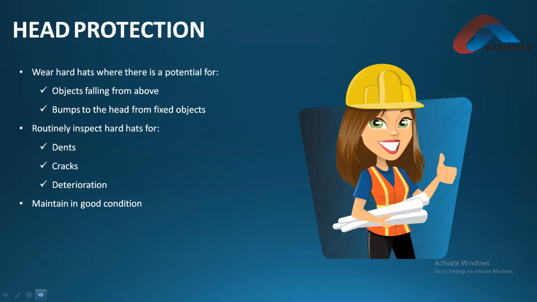Head protection. Head protection is one of the personal protection equipment. Whenever there is a chance of some objects falling onto the head or whenever there is a bump to the head from fixed objects, you have to wear the helmet or head protection. Routinely inspect hard hats for dents and cracks, because if there are dents or cracks, there is a chance that the head protection won't work correctly. And maintain it in good condition.